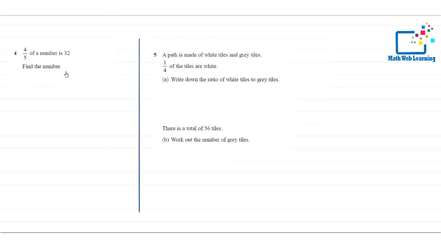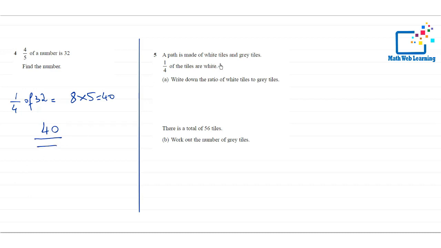4/5 of a number is 32. So a fifth of that number would be 32 divided by 4, which is 8. And times it by, no. 4/5 of a number is 32, so a quarter of that number, quarter of 32 is 8, and 8 times 5 is 40, so that number is 40, right?